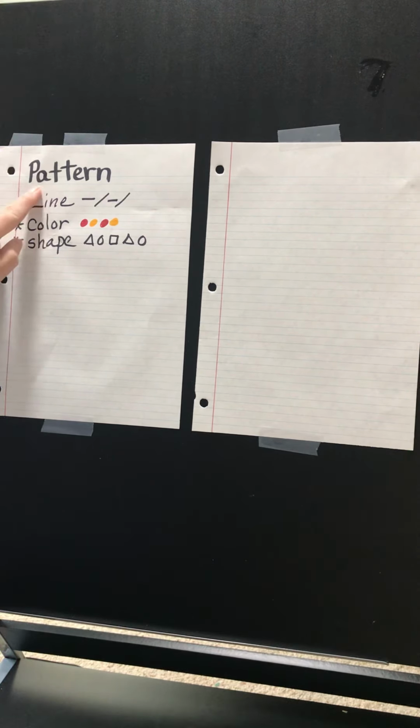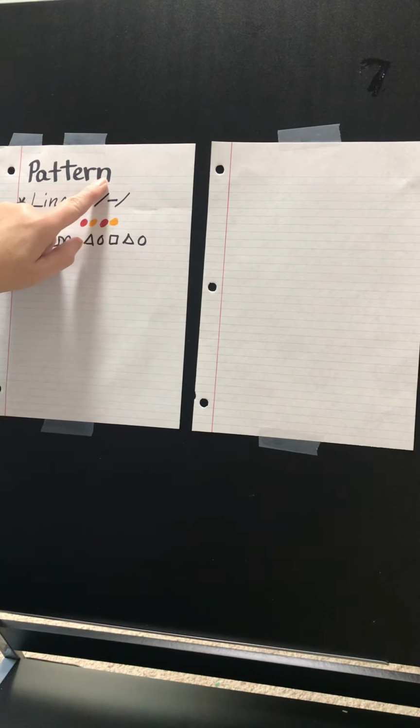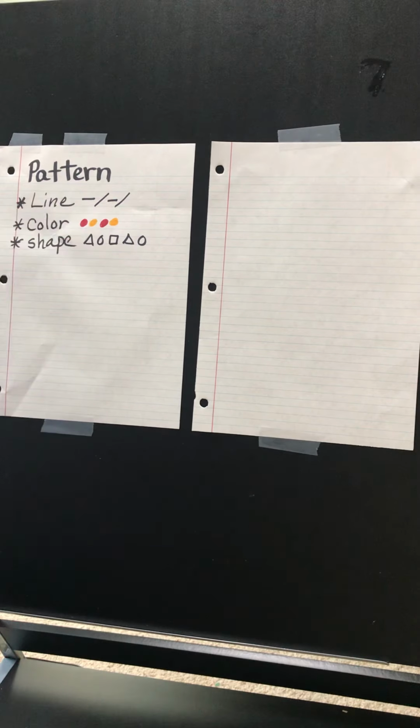Today, we're going to be learning about this big word right here. This word is pattern. So we see patterns a lot in life. We see them in our math classes, and we see them a lot in our clothing. And clothing is actually a form of art, the way people weave cloth together to make things.